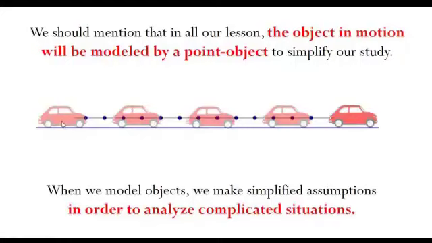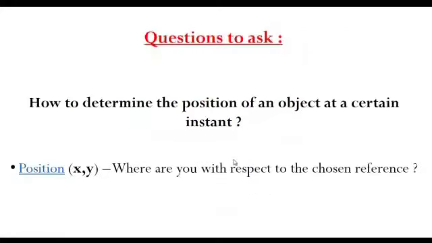If you have, for example, a car that's moving, a cat that's moving, any object, we will assimilate it to a particle and model it by a point object. So what do we mean by the position of the object, and how do we determine the position of an object at a certain instant? This will be our first step in order to study the motion and then to study the velocity and the acceleration.